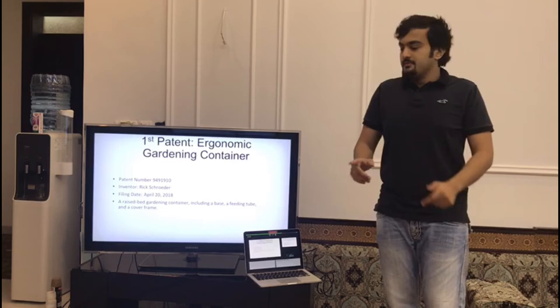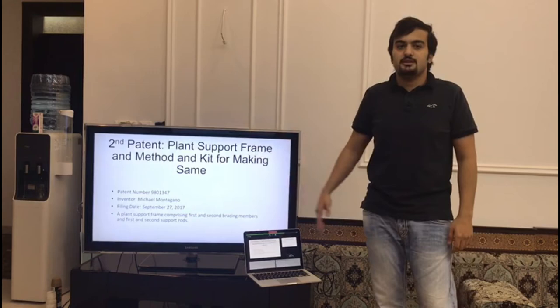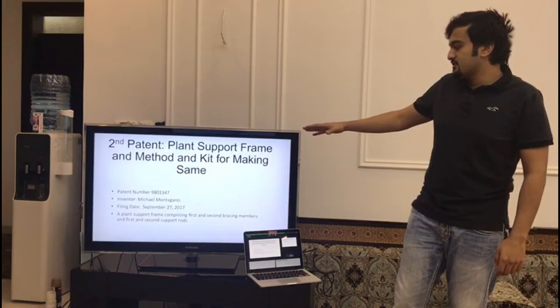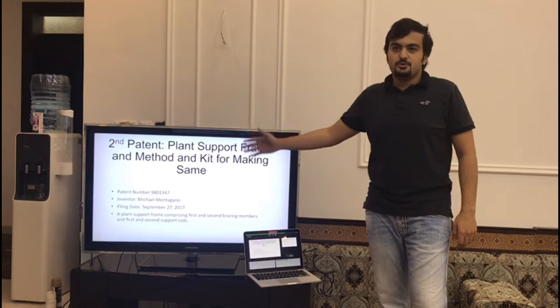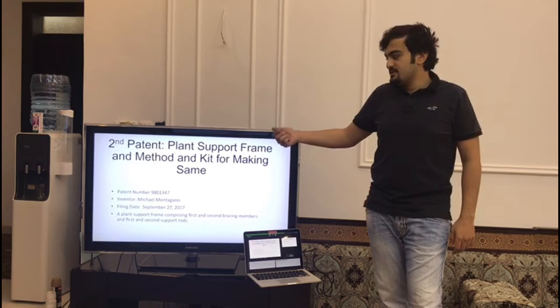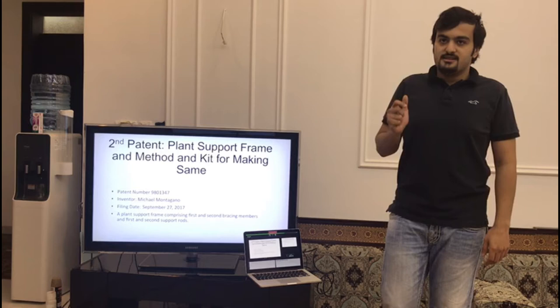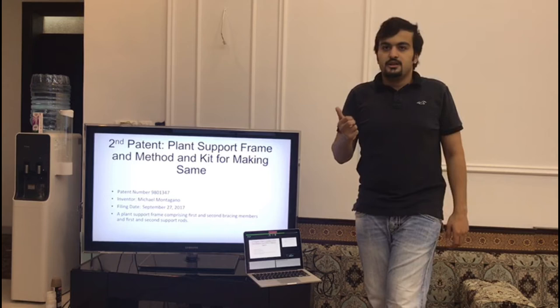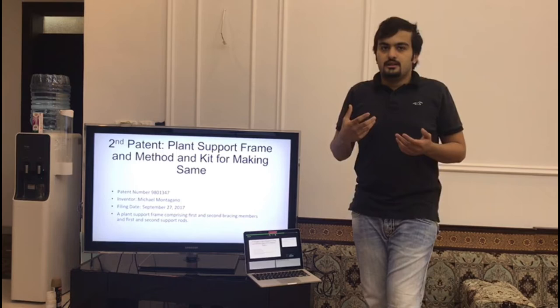Next. The second patent we studied is called Plant Support Pair and Method and Kit for Making Same. The inventor's name is Michael Montego. The patent is a plant support pair, comprising first and second basin members and first and second plant support rods. The third patent we studied is safety system for autonomous operation of agriculture vehicles. We need to check if any of our ideas have been patented before.